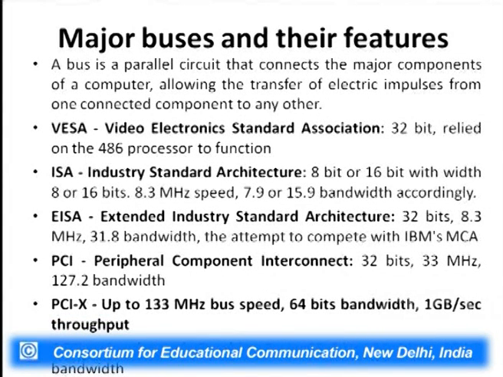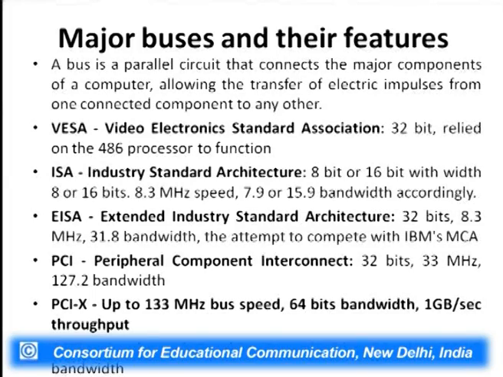Now, buses: as I mentioned earlier, there are 2 types of buses, the data bus and the address bus. These bus architectures have also undergone a massive change over the last few decades, beginning from the Video Electronics Standards Association bus, the VESA bus, which is a 32-bit bus that relied on the 486 processor to function, to the ISA, the industry standard architecture, which was 8-bit or 16-bit wide, with 8.3 megahertz speed, and 7.9 or 15.9 bandwidth accordingly.